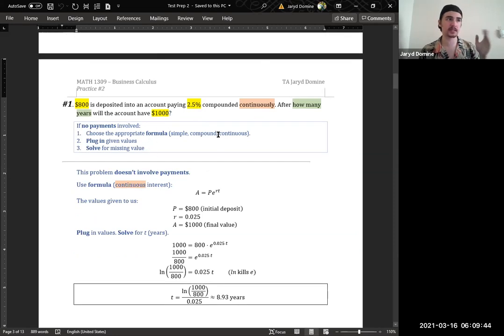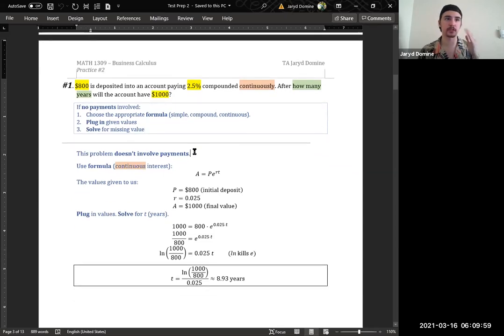Okay, so this is the general process. First, you figure out what the formula is. It's going to tell you. Second is you're going to plug in all the values into the formula. Last thing is you're going to solve for whatever's missing. Okay, so for this problem, there's no payments. It doesn't specify any payments. So we're going to use the formula it tells us to use, which is continuous. That's A equals P e to the RT. If you know what an exponential looks like, it's that, curves up nice and smooth. That might help you remember this formula because the exponential is a smooth function. It doesn't involve like M or anything.